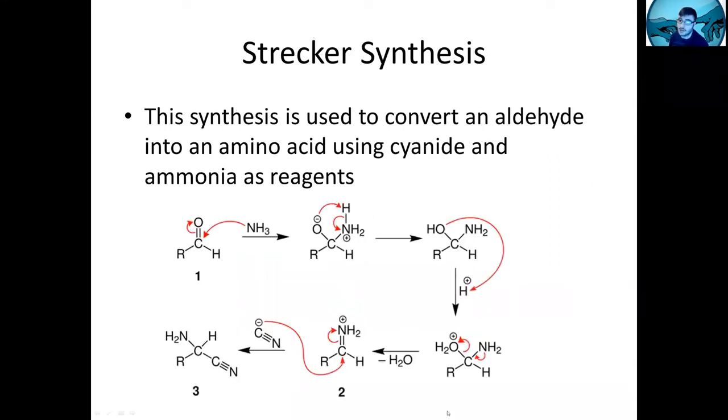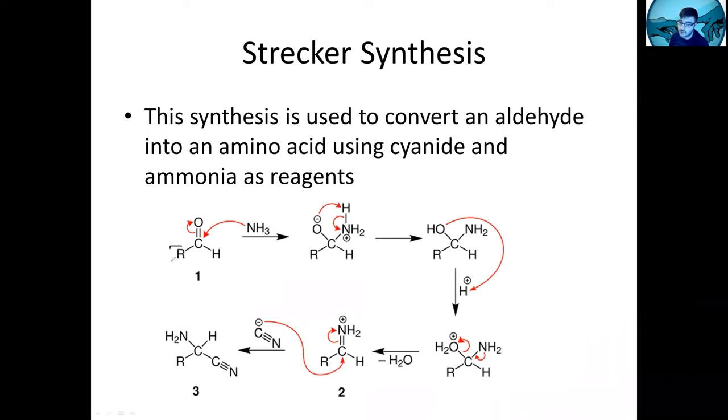Next, this one's a little bit more complicated, but also very important: Strecker synthesis. And this one's a little bit more biochemical than organic chemistry, although it does use a lot of organic chemistry. This synthesis is used to convert an aldehyde into an amino acid using a cyanide and ammonia as reagents. Okay. So starting off, as I mentioned, with an aldehyde, right?